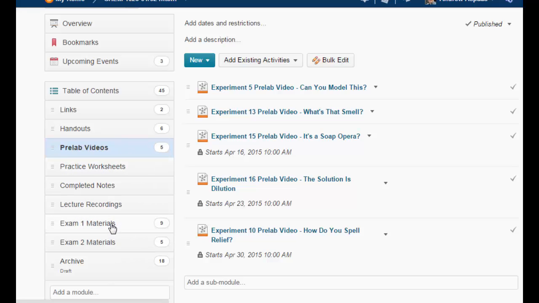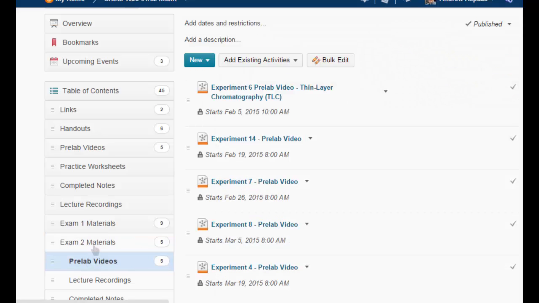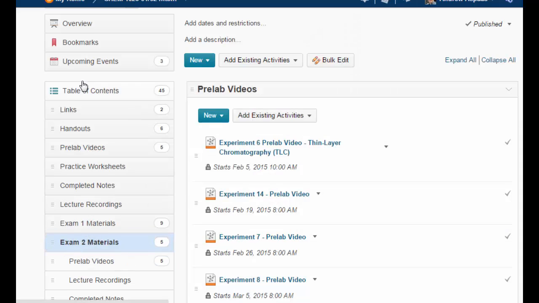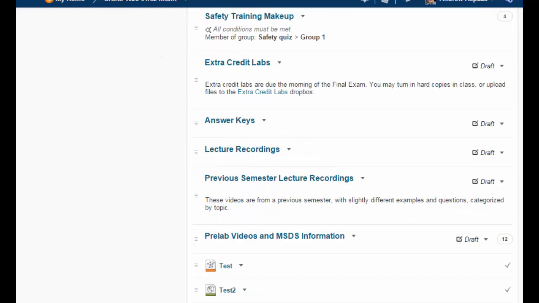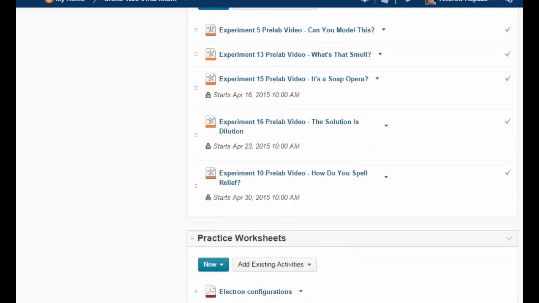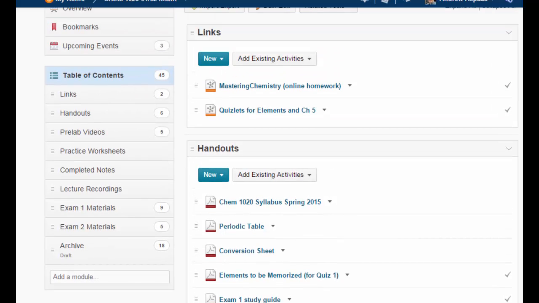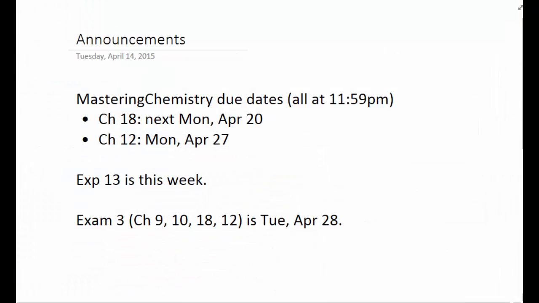Yes, so the way I've organized this now, that could be part of it. I like to clean house a little bit after each exam, so I move all the stuff from previous exams into these folders. So within this exam 2 materials, those were the older pre-lab videos from that one. If you're in the table of contents, it's all just sort of linear like that. So exam 1 materials, pre-lab videos, exam 2 materials, pre-lab videos. So that could be part of it. All right. Anybody else have any questions or issues?